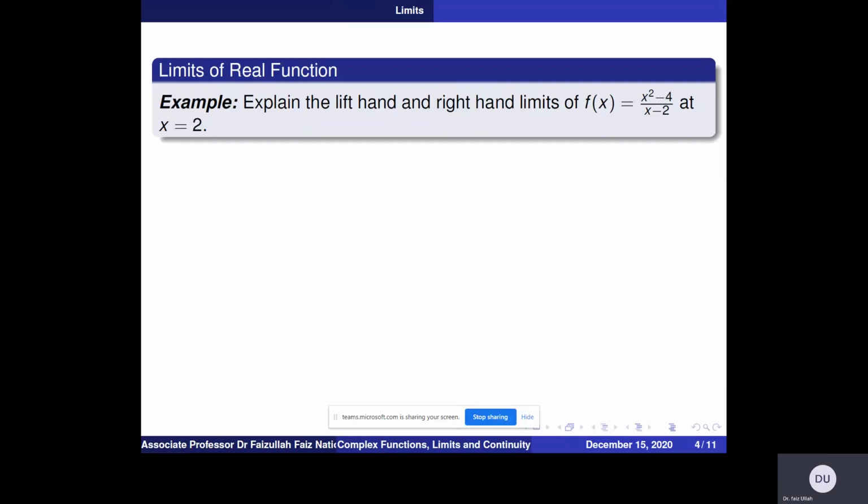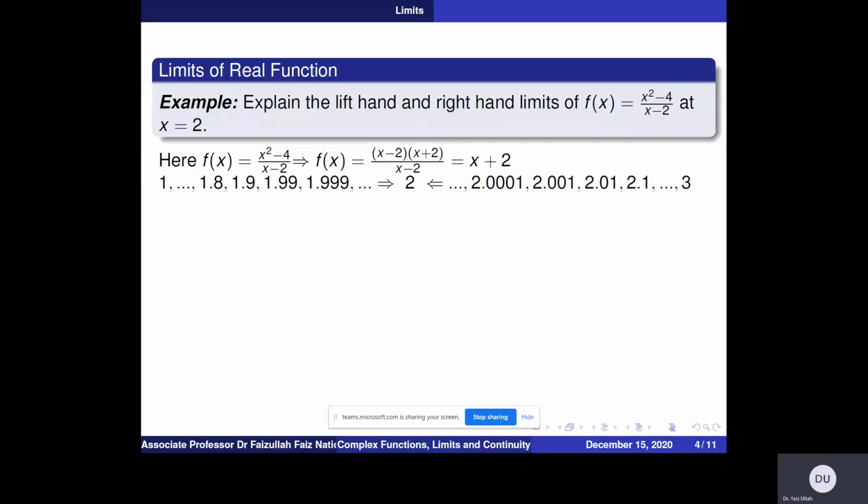Now we can find its limit at x is equal to 2 from the left hand side and also from the right hand side. So you can see if I put x is equal to 2 in this function, I will get 0 by 0, which is an indeterminate form. So let us simplify this function. We can use the formula of a square minus b square, which is equal to a minus b into a plus b. And after cancelling x minus 2 with x minus 2, we can get that f of x is equal to x plus 2.